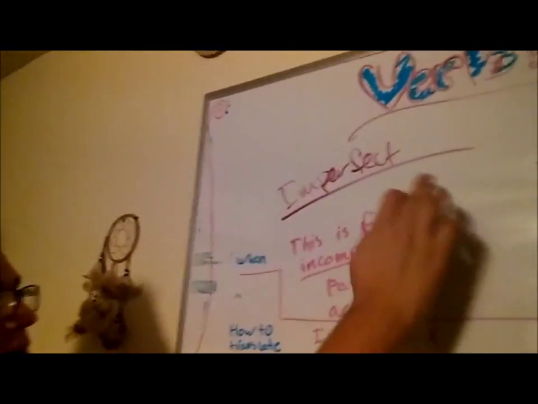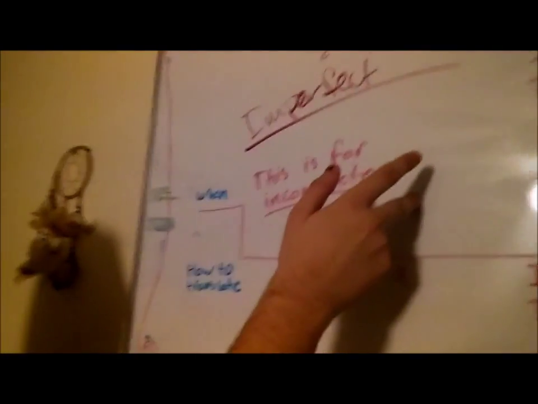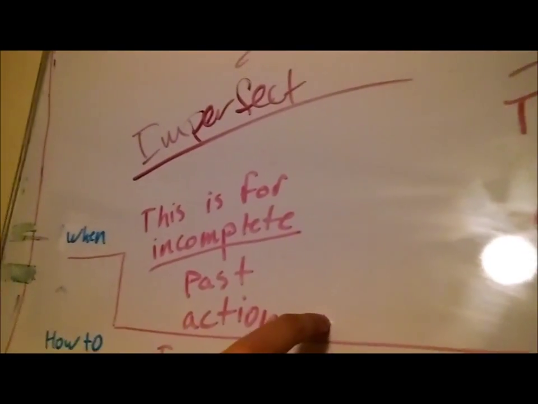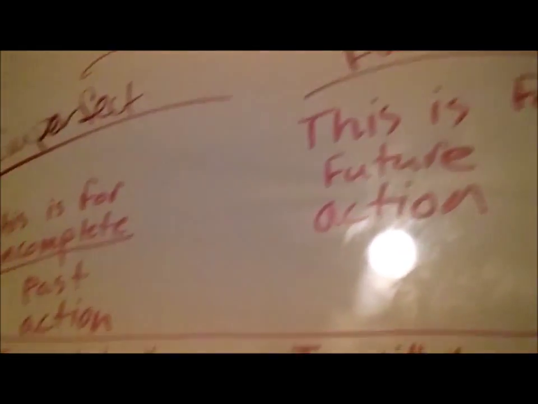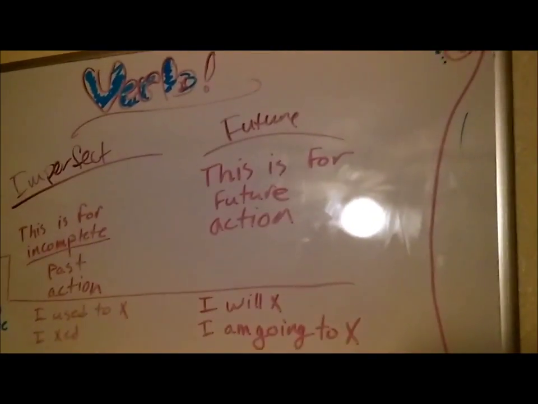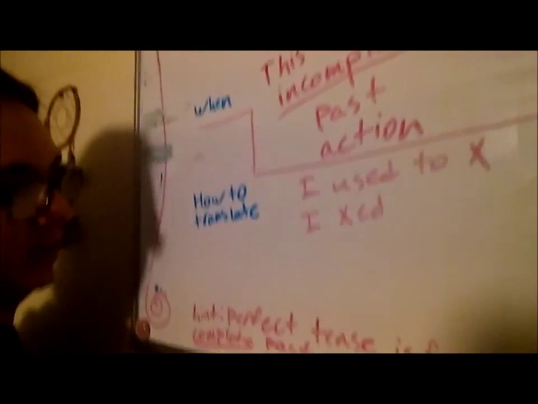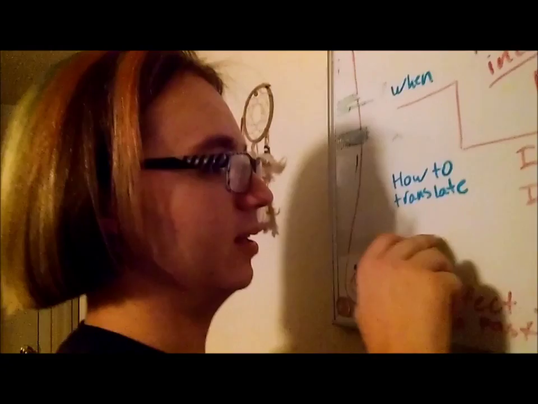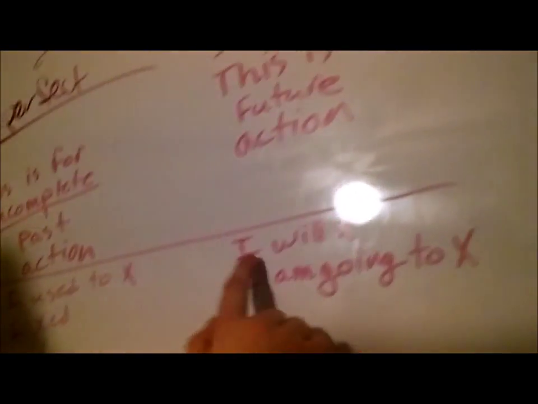So more on imperfect and future tenses. The imperfect tense is for incomplete past action. Hint, the perfect tense is for complete past action. You will learn that in Latin too. The future tense is for future action, which you haven't done yet. Some ways you can translate this, and there are more ways, and I could not list them all out and remember them, to be honest. But a few of the ways you could translate this is I used to X, and I was X-ing for the imperfect, and I will X, or I'm going to X for the future.